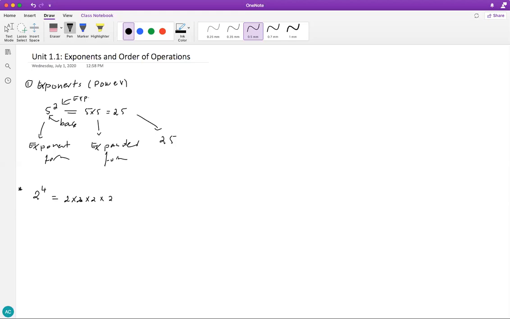And after you expand your expression, then you evaluate it 2 at a time. You don't have to multiply all at once.